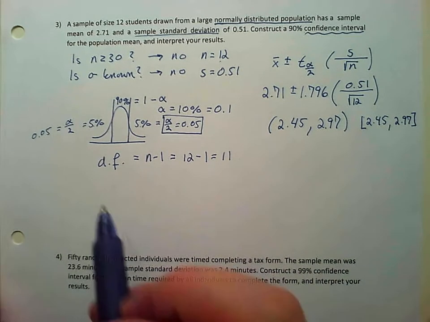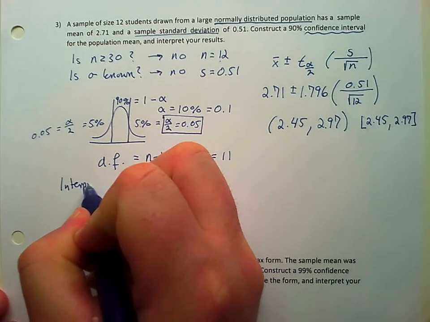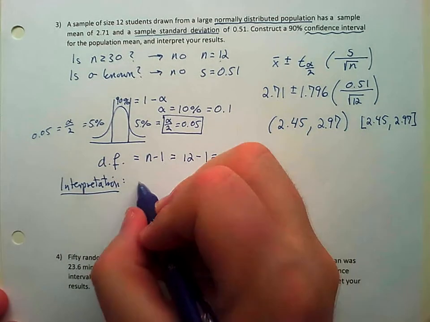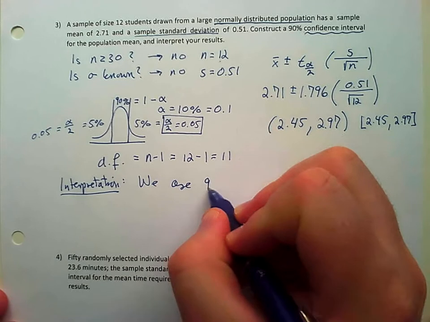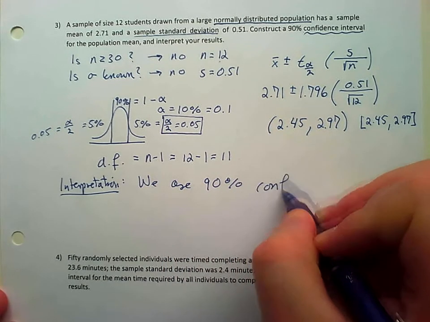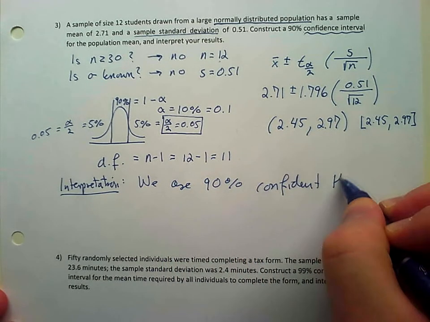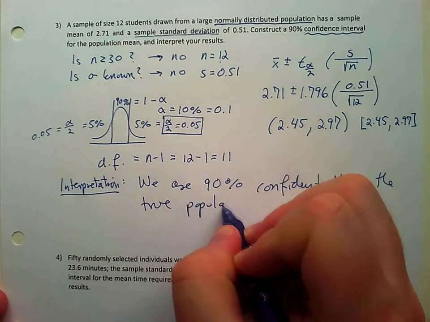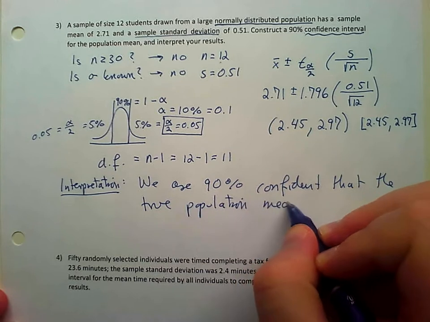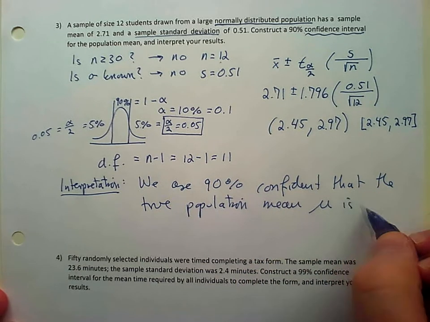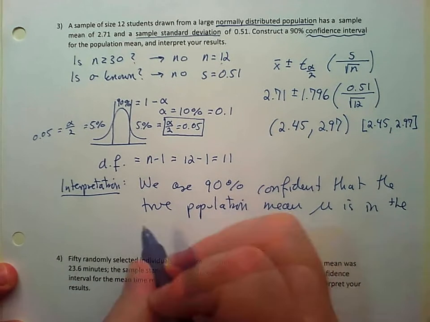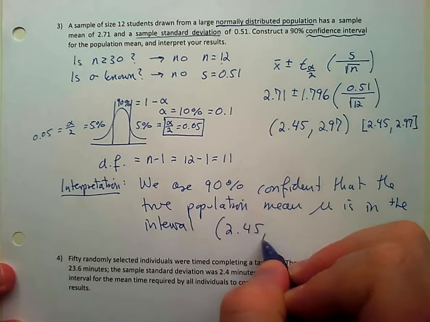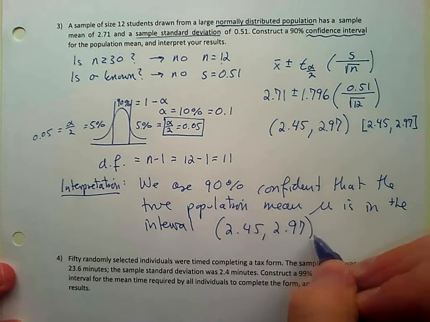The last thing that we need to do now is provide our interpretation. And our interpretation is that we are 90% confident that the true population mean mu is in the interval 2.45 to 2.97.